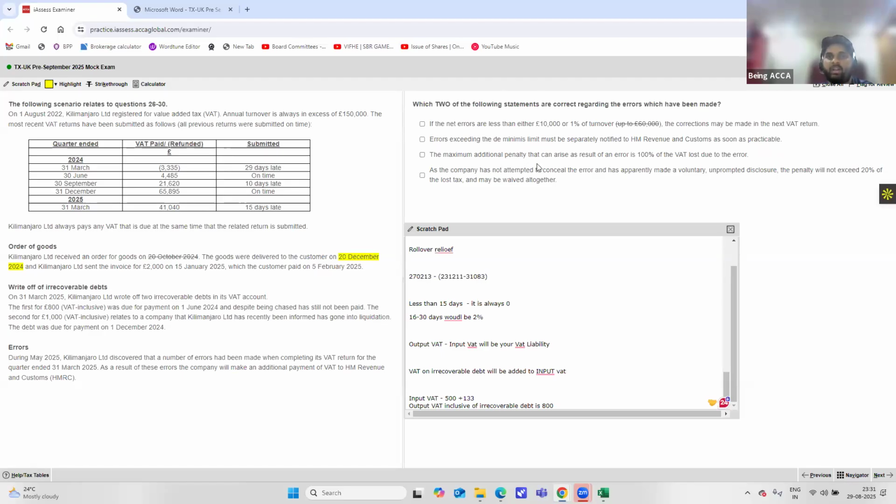Next, the maximum additional penalty that can result from an error is 100% of the VAT loss due to error. So it is right, but let's also take a look at the other option to identify why this is definitely right. The company has not attempted to conceal the error and has made a voluntary unprompted disclosure. The penalty will not exceed 20% of the lost tax and may be waived altogether. Again, this is completely right until here, and this 20% is where the mistake has happened. It is 30% and not 20%.